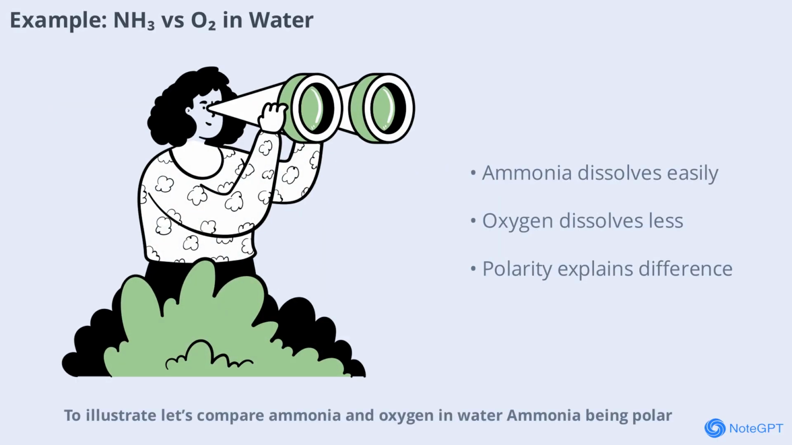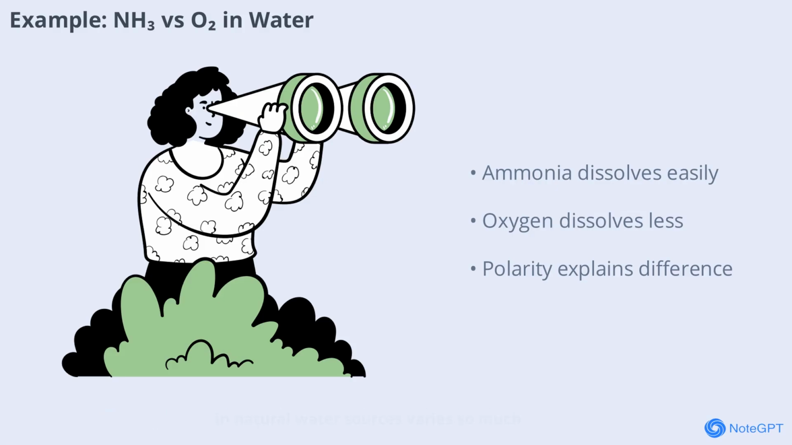To illustrate, let's compare ammonia and oxygen in water. Ammonia, being polar, dissolves easily in water, which is also polar. Oxygen, on the other hand, is nonpolar and doesn't dissolve as well. This explains why certain gases are more soluble in water than others, and why the composition of dissolved gases in natural water sources varies so much.